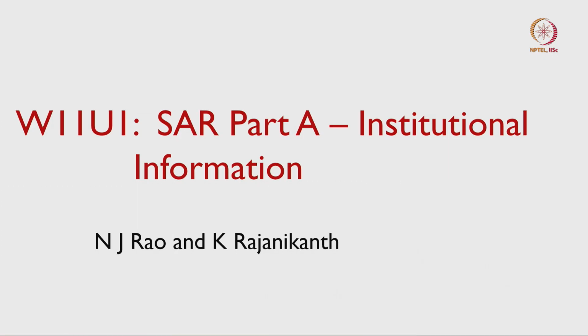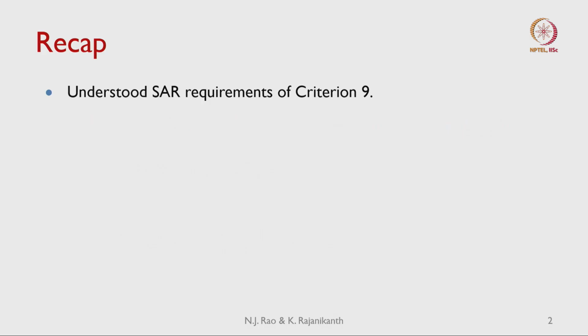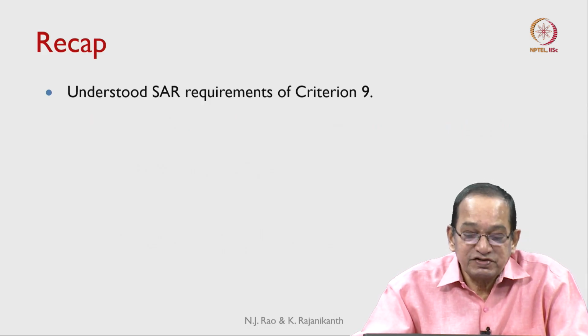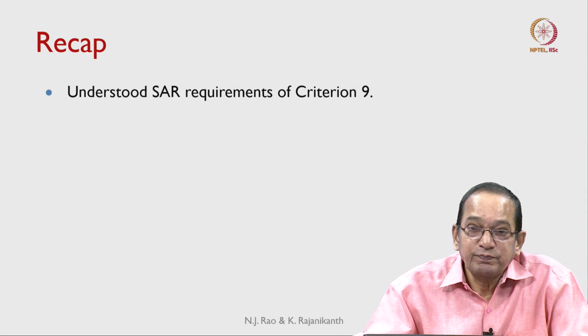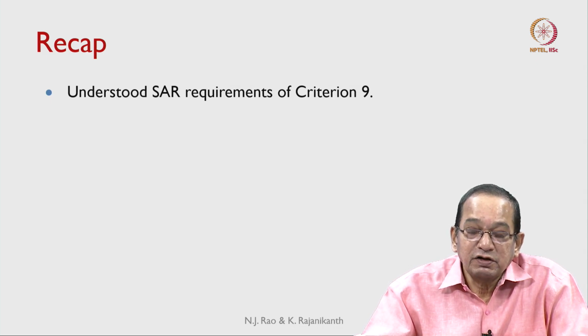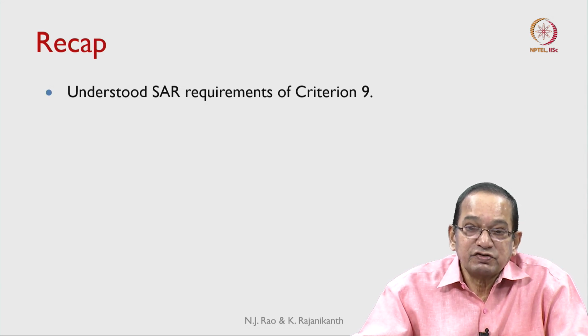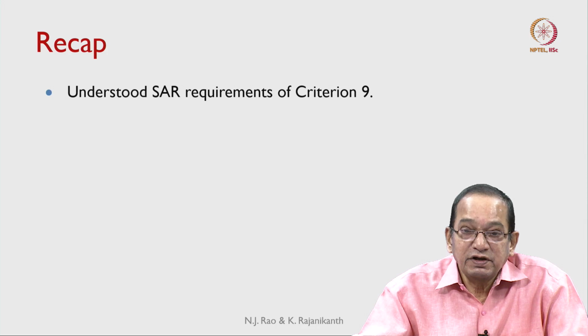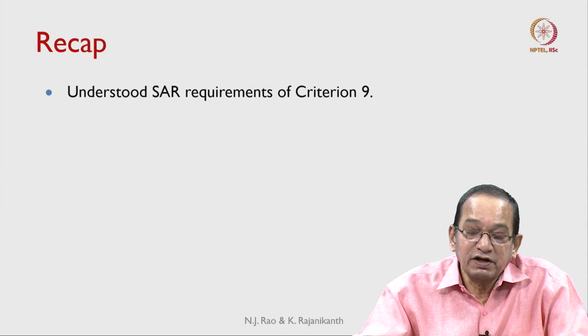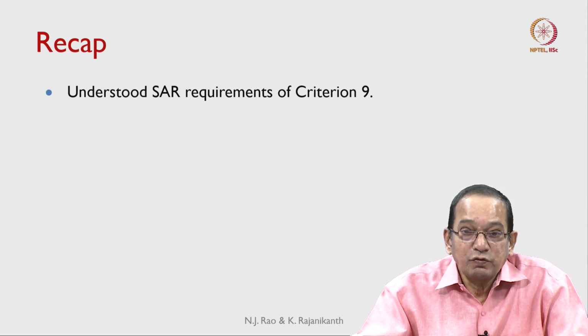W11U1 SAR Part A Institutional Information. In the previous unit, we understood the SAR requirements of Criterion 9. With that, we noted that Part B of the SAR is over. As we noted earlier, Part B of SAR has 8 program level criteria and 1 institute level criterion, a total of 9 criteria. We covered the Part B in the earlier units.